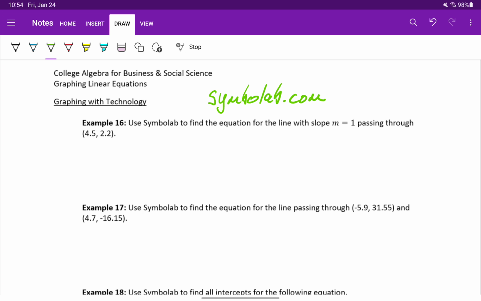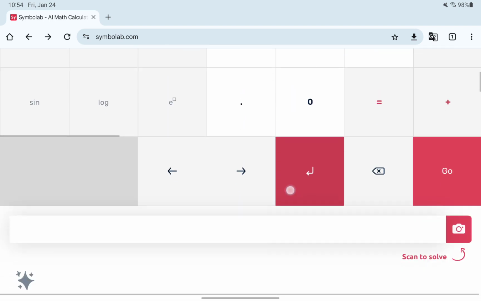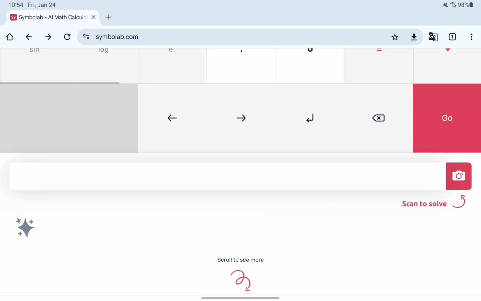In example 16, we want to use Symbolab to find the equation for the line with a slope of m equals 1, passing through the point (4.5, 2.2). To do that, we can pull up Symbolab. Once we click in that box to enter something, I'll scroll down here because on a tablet it pops up that interactive keyboard that I can use.